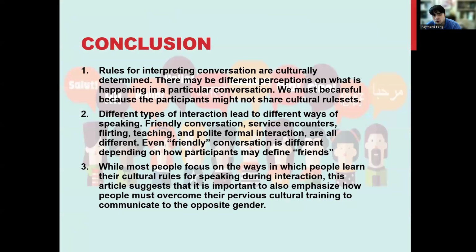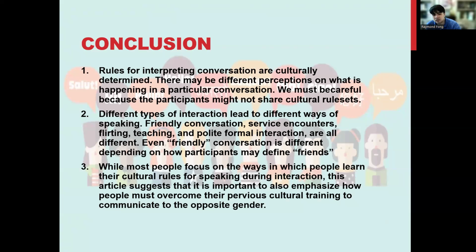Now, so these are some other takeaways from this article. Rules for interpreting conversation are culturally determined. There may be different perceptions on what is happening in a particular conversation. We must be careful because the participants might not share cultural rule sets. So as we learned through this lecture, when we are growing up as boys and girls, we are learning different types of rules for conversation. So it is no surprise that when certain conversations occur, there's confusion that happens, right?